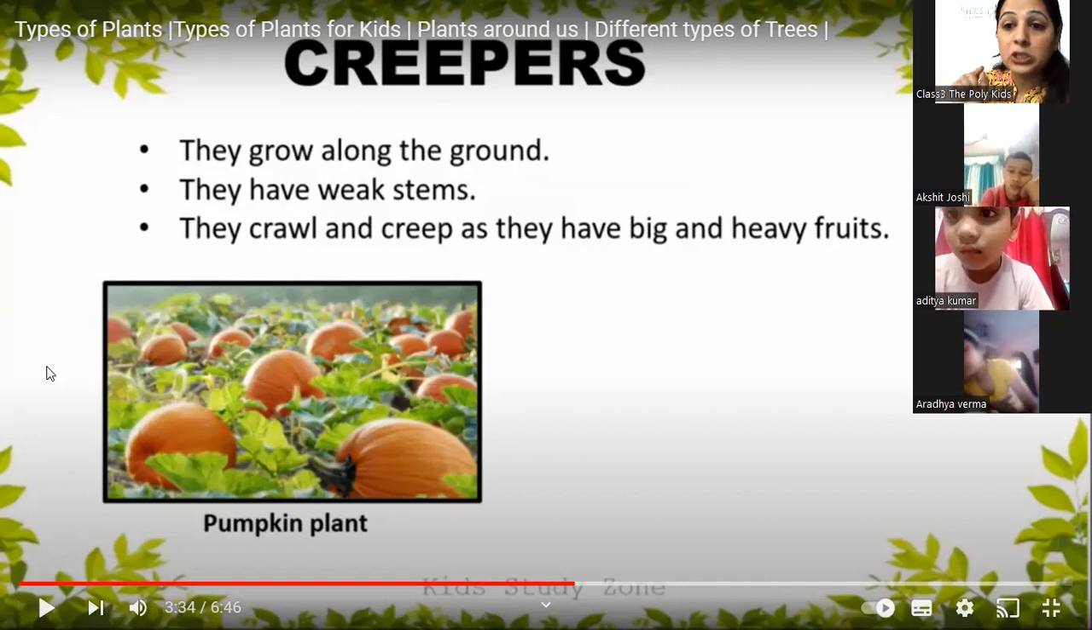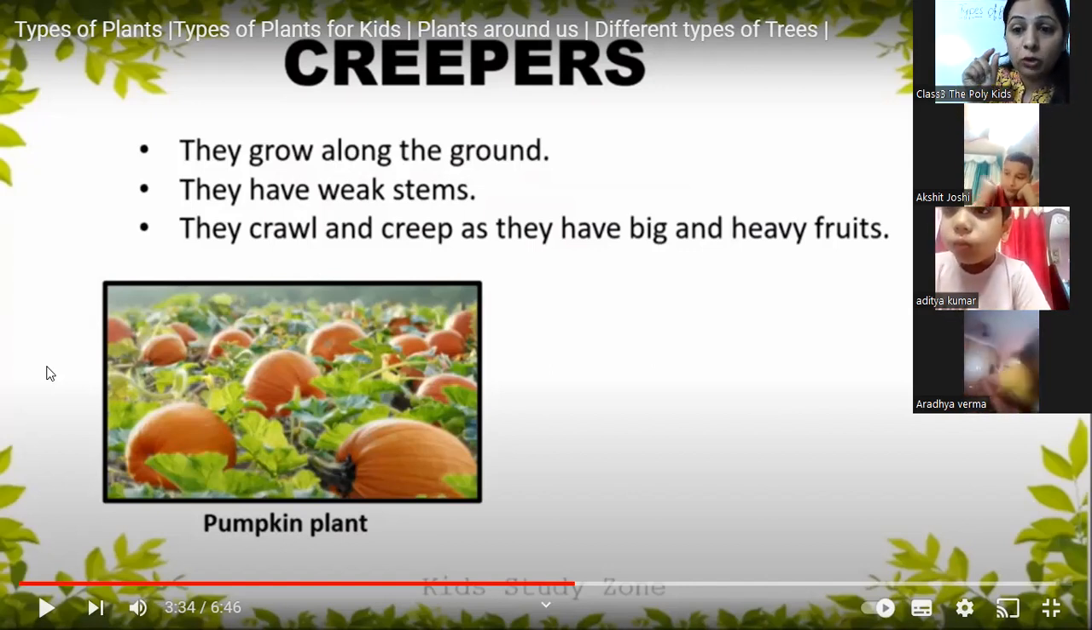For example, rose plant. If you have seen a rose plant, the stems are hard. You can't take them out like that. I'm talking about stem. I'm not talking about branches. Okay? And they are woody. They are a little thick, and woody means they look like wood.